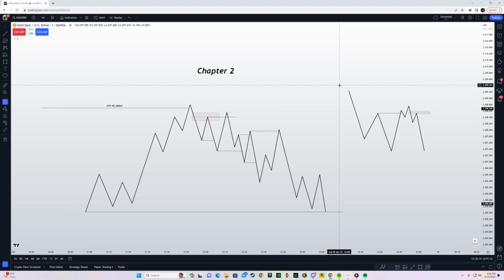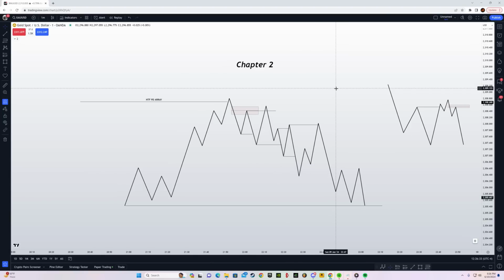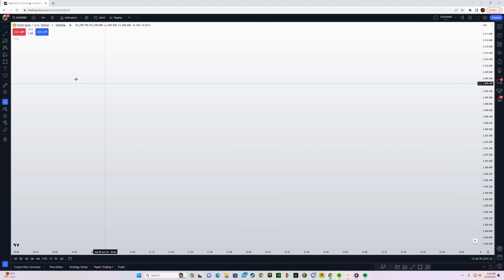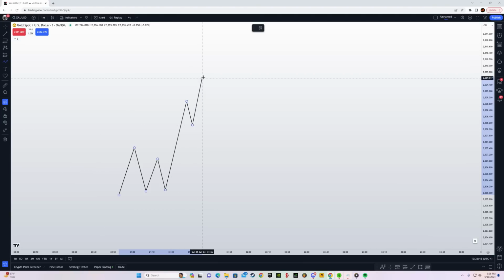All right. Now this is method 1. Okay. Now let me teach you method 2. Okay. So let me just remove drawings right there. So let's assume we have original consolidation, pullback 1, and then we have a market structure shift.